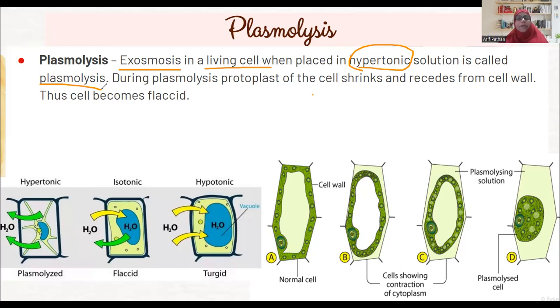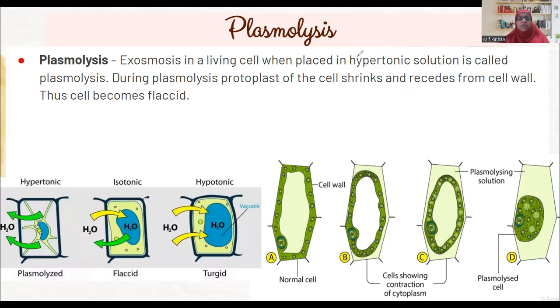When you keep it for a longer period of time, then the cell shrinks beyond repair. Then plasmolysis happens. So it's a second degree version of flaccidness. So first there will be a flaccid cell, which will lead to plasmolysis. During plasmolysis, the protoplast of the cell shrinks and recedes from the cell wall. So it just leaves the cell wall and comes to one corner, which results in flattening. It's interchangeable, flattening and plasmolysis.